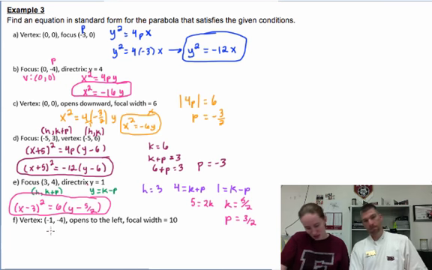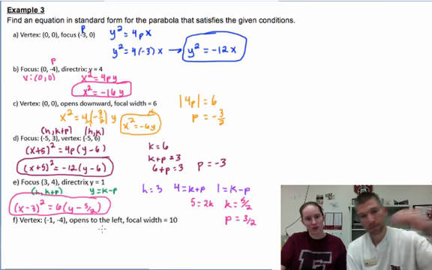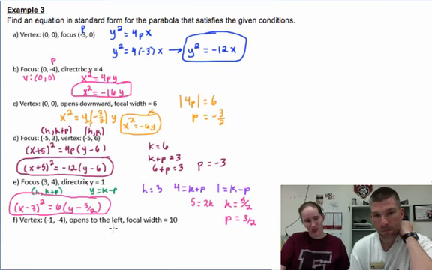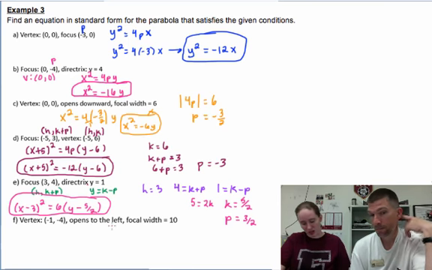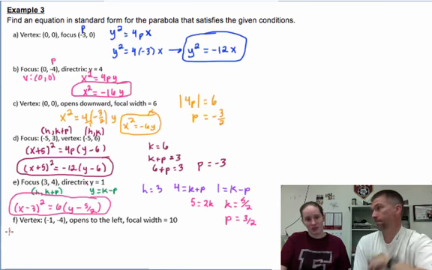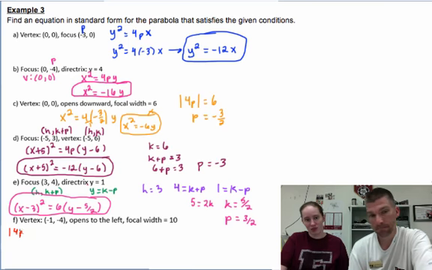All right, our vertex is at -1, -4. That's helpful. It opens to the left. That's a negative P, and also that means we're in the second column. Our focal width is 10. That's a 4P. So the absolute value of 4P equals 10, and so we'll just divide by 4 and get 5/2. But we know it's negative because it opens to the left. If they said opens right, we'd make it positive. That's correct.